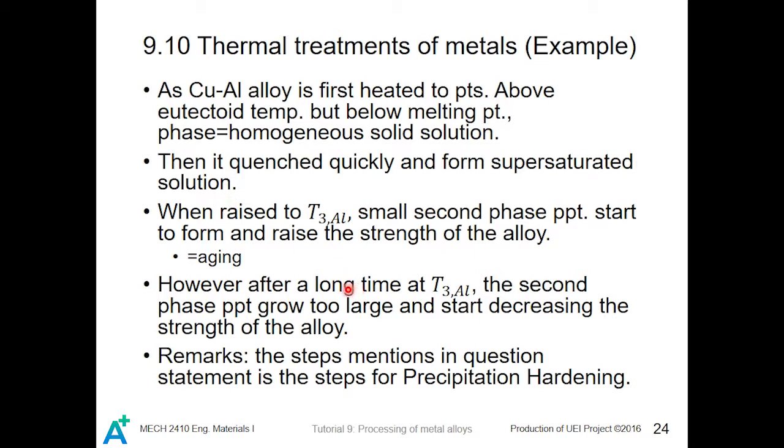When the temperature is raised again to T3 aluminium, the small second phase precipitates will start to form and raise the strength of the alloy, which is basically the principle of aging. However, after a long time at this temperature, the second phase precipitates grow too large and become incoherent with the surrounding matrix, and it will start decreasing the strength of the alloy. And basically, we have a remark: the steps mentioned in the question statement for the copper aluminium alloy are basically the steps for precipitation hardening of such an alloy.